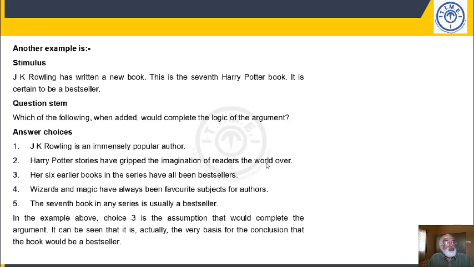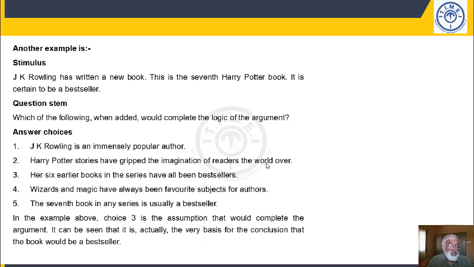Wizards and magic have always been favorite subjects. That is too large, right? It's too large for this particular thing. This one is specific to J.K. Rowling and Harry Potter. The seventh book in any series is usually a bestseller. That's too far-fetched a statement to make. So which means statement 3, her six earlier books in the series being bestsellers, is as much part of the basis as the other two statements are.